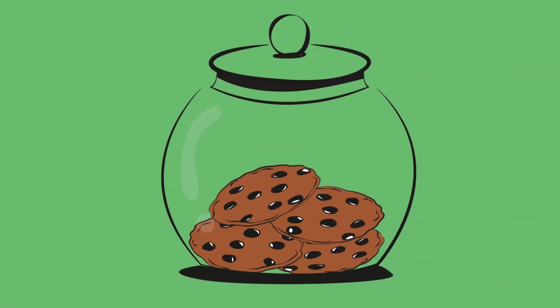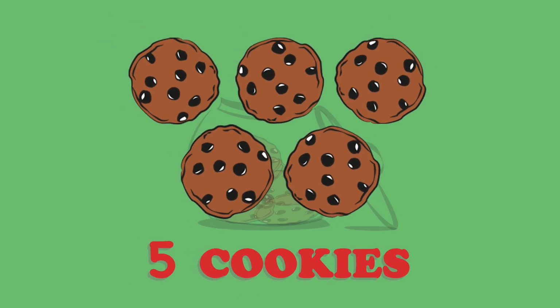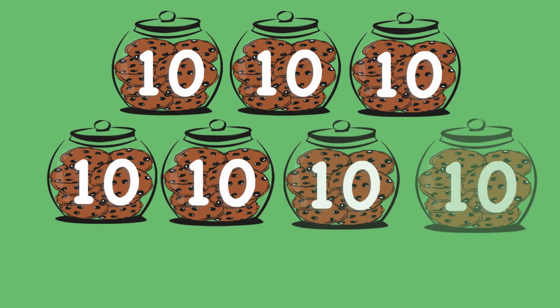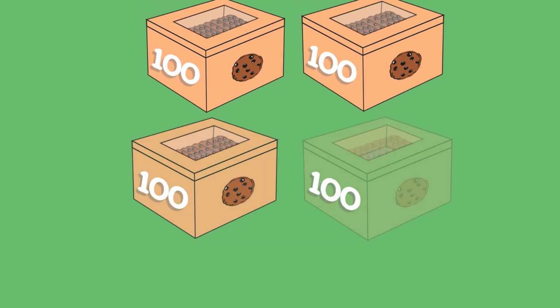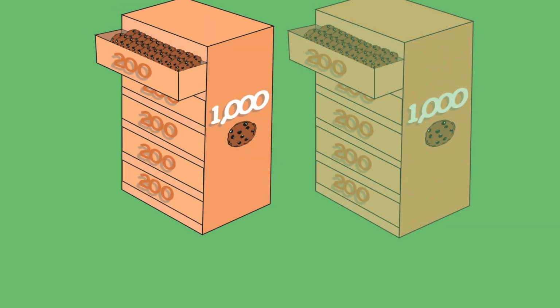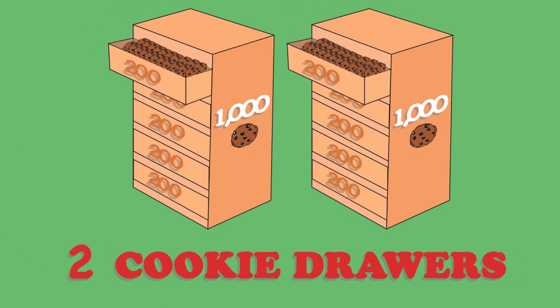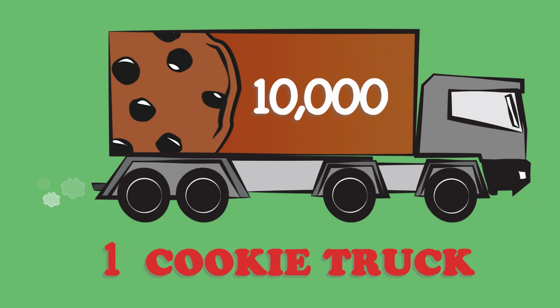Now let's put cookies in here. How many cookies do you think there are in this example? 5 cookies. 7 cookie jars. 4 cookie boxes. 2 cookie drawers. And 1 cookie truck. Let's take a closer look.